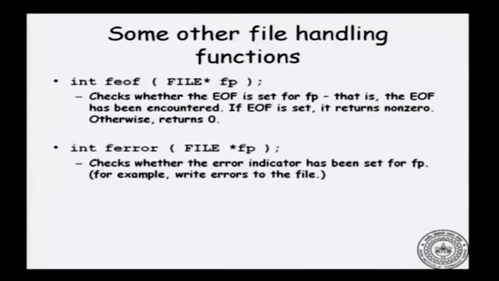Or maybe you are trying to write to a file system and the file system is full, or you are trying to write to a hard drive and the hard drive is full. Then you might encounter an error. So, there are various errors that you encounter in file operations, and ferror checks for some of these errors. If the error indicator has been set for FP, then ferror returns a non-zero value, otherwise it returns 0.